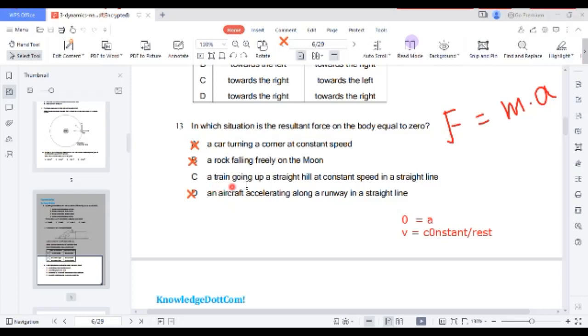A train going up a hill at a constant speed. Straight up a hill is a direction, and here is a speed. So speed plus direction is called velocity. So it is talking about the velocity term, and velocity is constant. So when velocity is constant, it means acceleration is 0. So you can say it's the correct option.